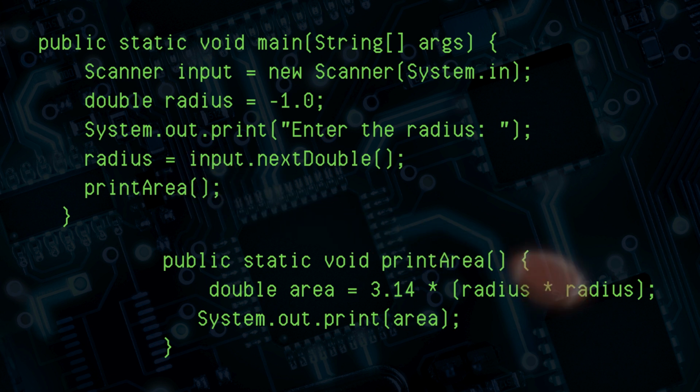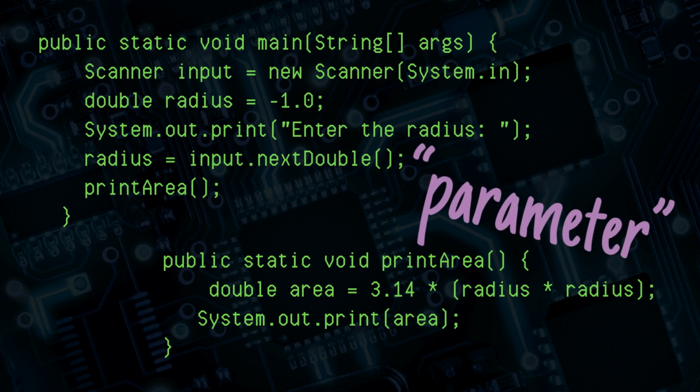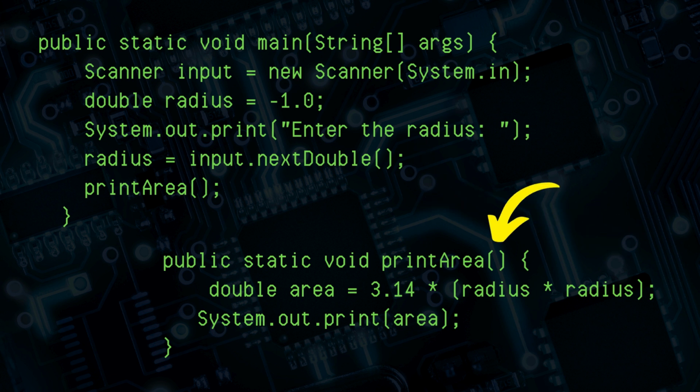To do that, we define a special kind of variable in our method called a parameter. A parameter catches a value that's passed when the method is called, and we can use that parameter however we want. To create a parameter, you'll declare the variable right inside the parentheses in the method header. A few things about this identifier. First is that we can name it however we want as long as we follow Java's rules for identifiers, like not starting with a number.